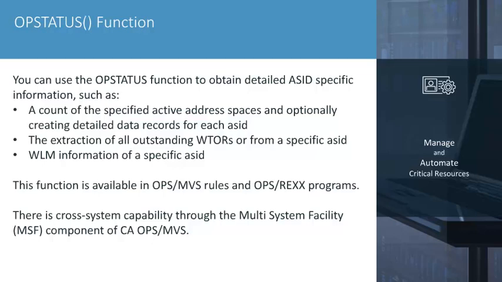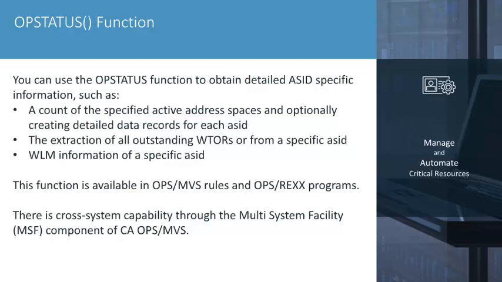The OPSTATUS function will be the go-to OPSMVS tool anytime your automated logic needs to manipulate an active address space ID on the system. From STCs to TSO users, this function is used to determine if an ACID is actively running or to identify how many ACIDs are currently active. A detailed data record can optionally be requested for the specified ACID.